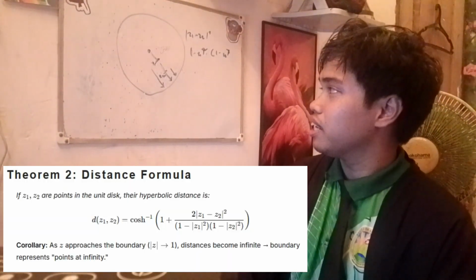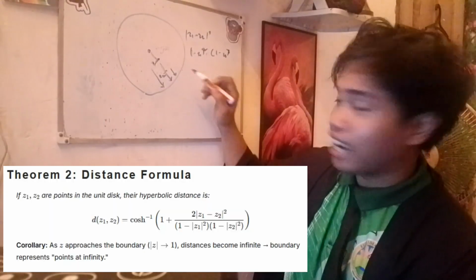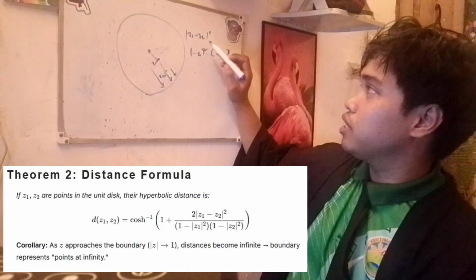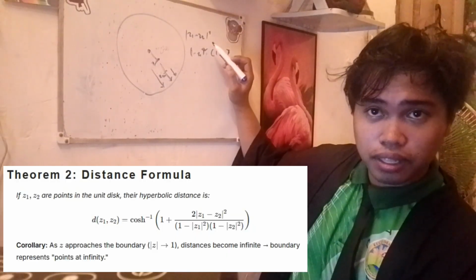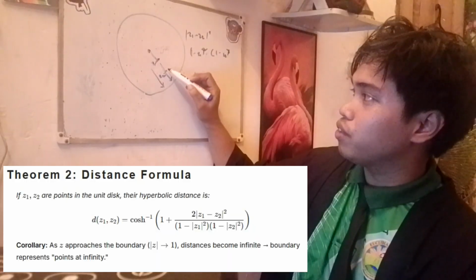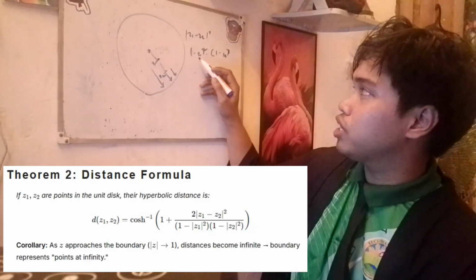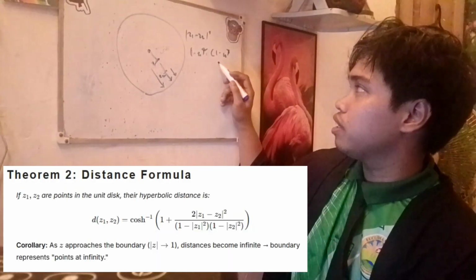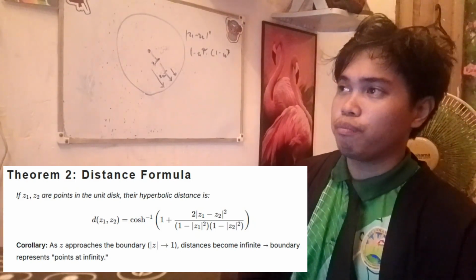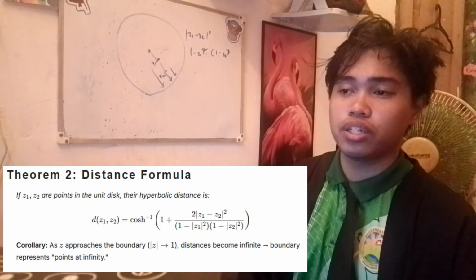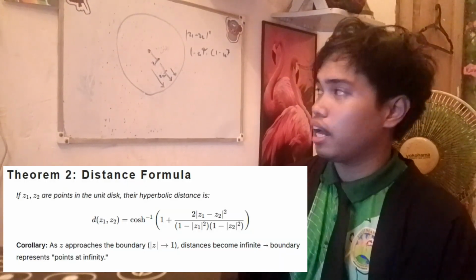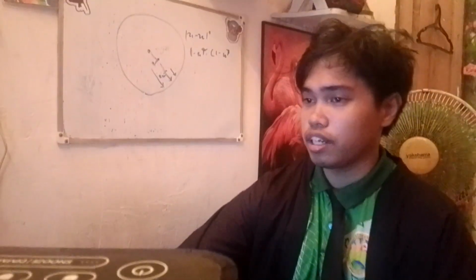Okay, misinterpretation right there. Actually, z1 minus z2 is the distance between point 1 and point 2 right there. And 1 minus z1 squared and 1 minus z sub 2 squared are actually the distances from the point to the edge, to near the edge. So I guess this explains the formula, right?